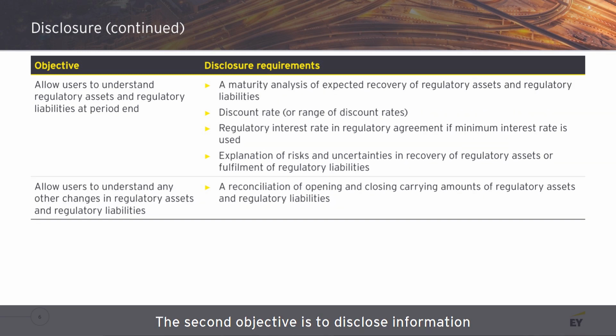The second objective is to disclose information that enables users to understand the entity's regulatory assets and regulatory liabilities at the end of the reporting period. Understanding this will provide insights into how regulatory assets and regulatory liabilities will affect the amount, timing, and uncertainty of the entity's future cash flows. Vincent, what is the third objective?